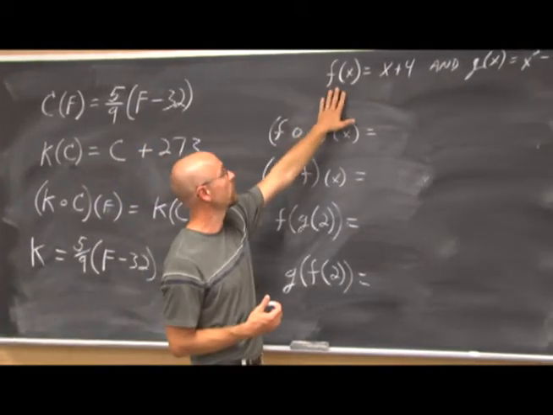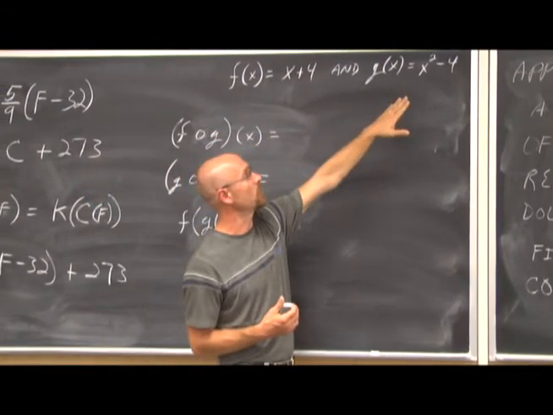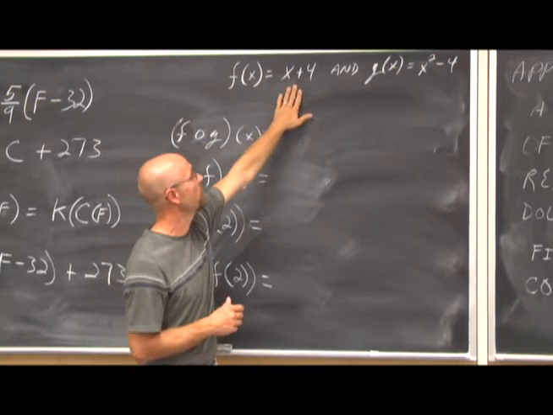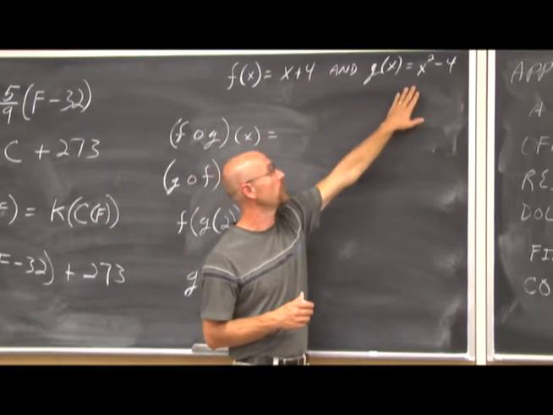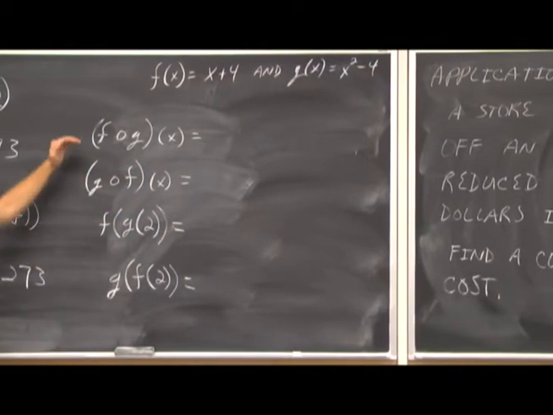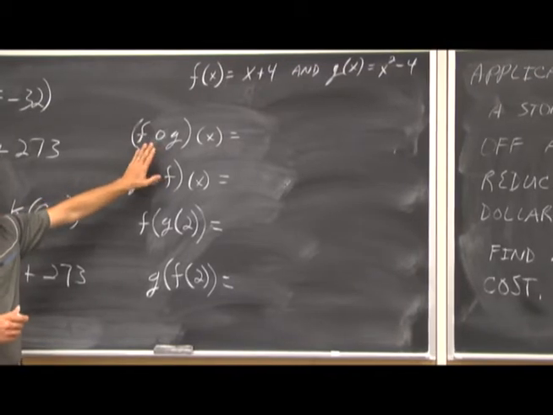Here we're going to let f of x equal x plus 4, and g of x equals x squared minus 4. And just for review, we can look at this and say, what's the domain of this? All real numbers. The domain of this, all real numbers. So we don't have any domain restrictions to worry about. Now, when we do the composite function, order does matter.